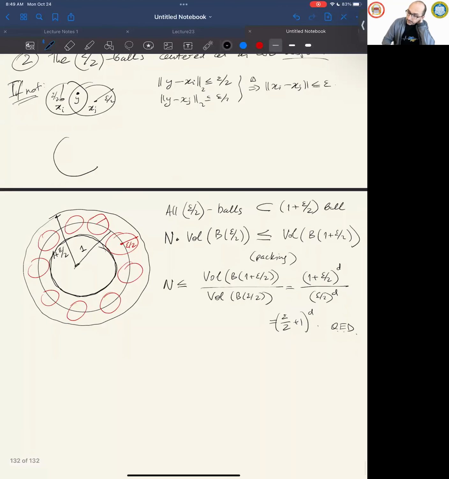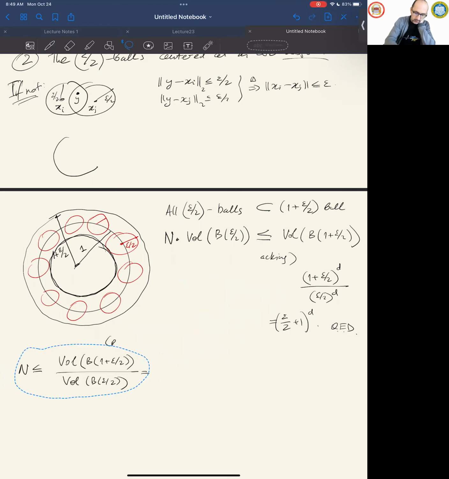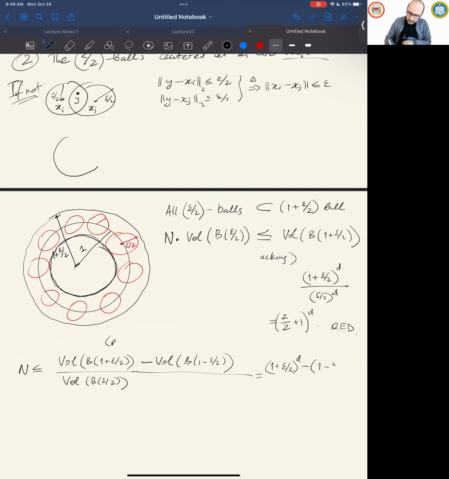So we would have here the volume of B of 1 plus epsilon over 2, minus the volume of B of 1 minus epsilon over 2, something like this, right? That'll be the volume of that ring. And we have here 1 plus epsilon over 2 to the d minus 1 minus epsilon over 2 to the d, and epsilon over 2 to the d.